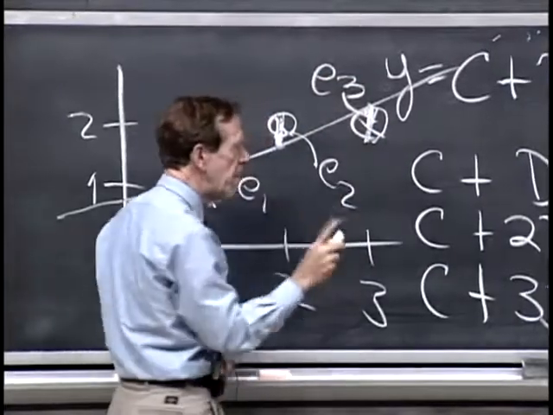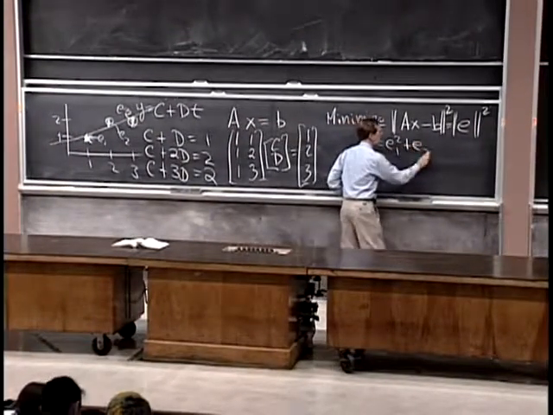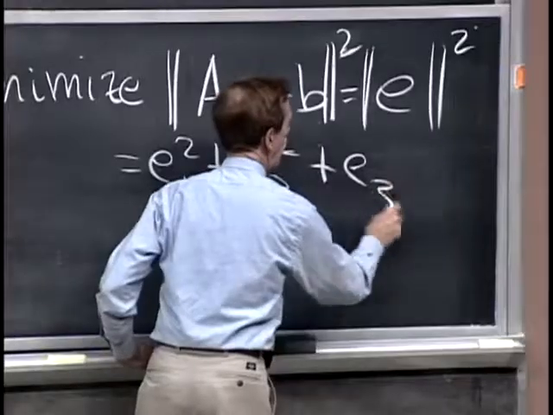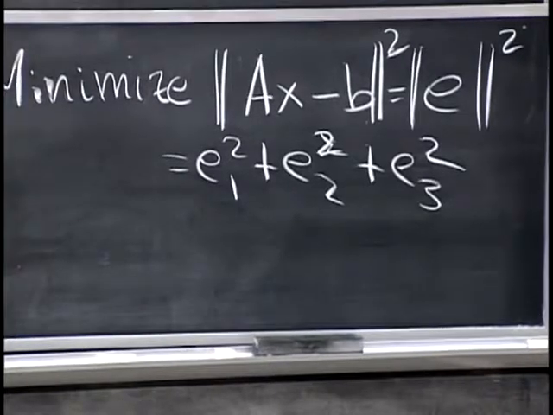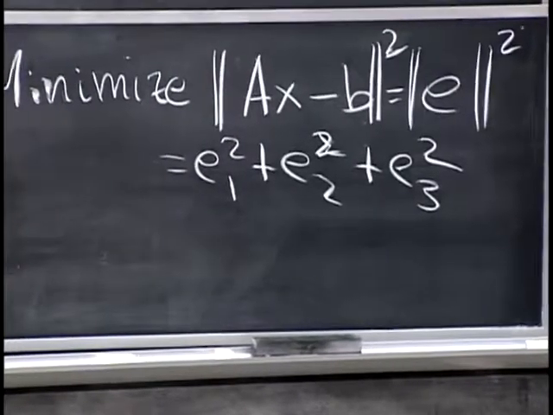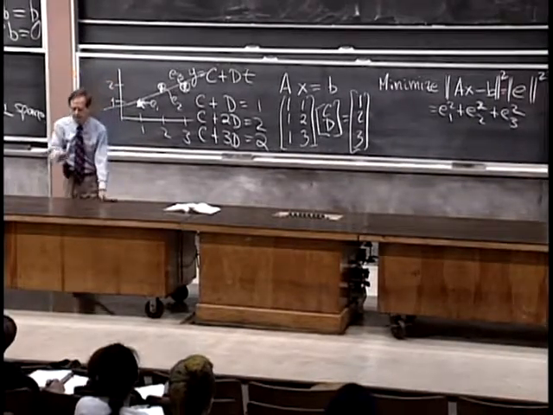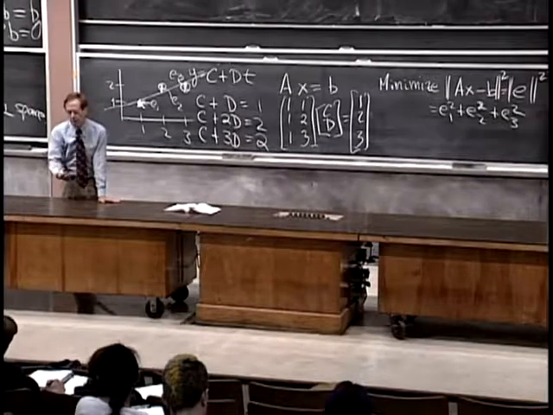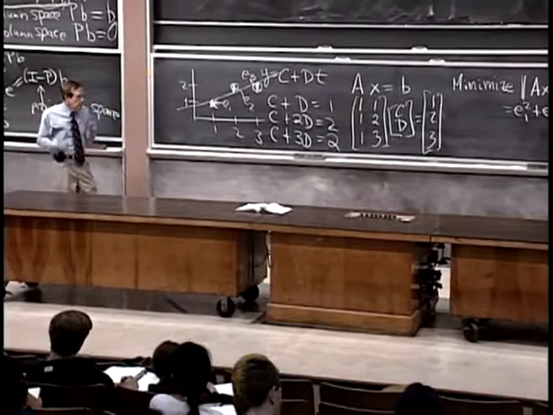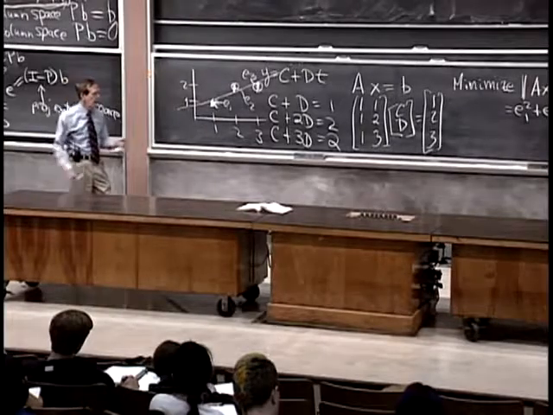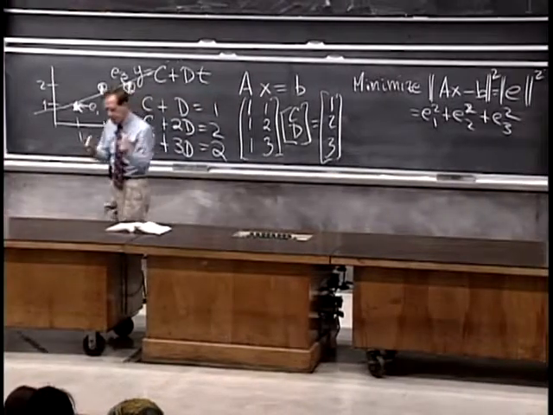And what's my overall error? It's E1 squared plus E2 squared plus E3 squared. That's what I'm trying to make small. Fitting straight lines is a big part of science, and specifically statistics, where the right word to use would be regression. I'm doing regression here, linear regression. And I'm using this sum of squares as the measure of error.